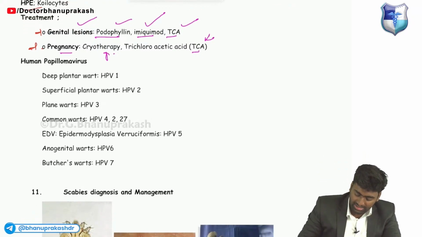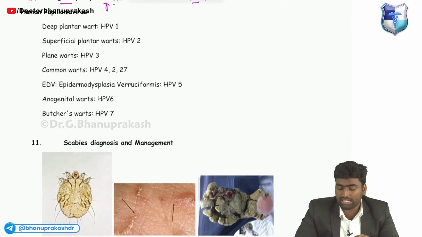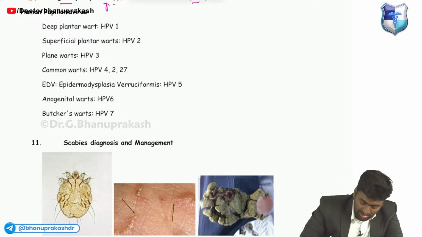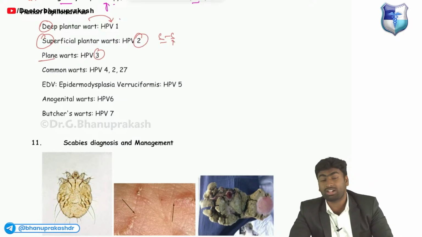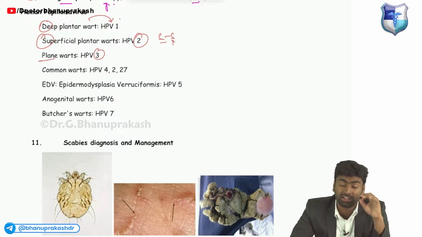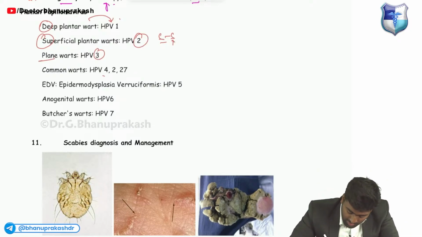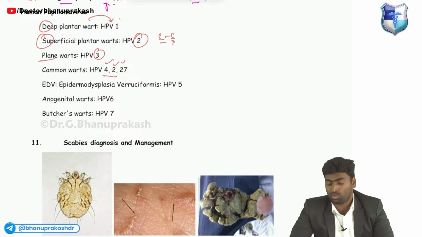Remember, HPV is involved in different diseases; different types of HPV cause different diseases. Deep plantar wart is caused by HPV1, whereas HPV2, S for second, causes superficial plantar wart. HPV3 causes plain wart, so remember the plain wart is most commonly caused by 3, not by 1. Common warts are caused by 4, 2 and 27.